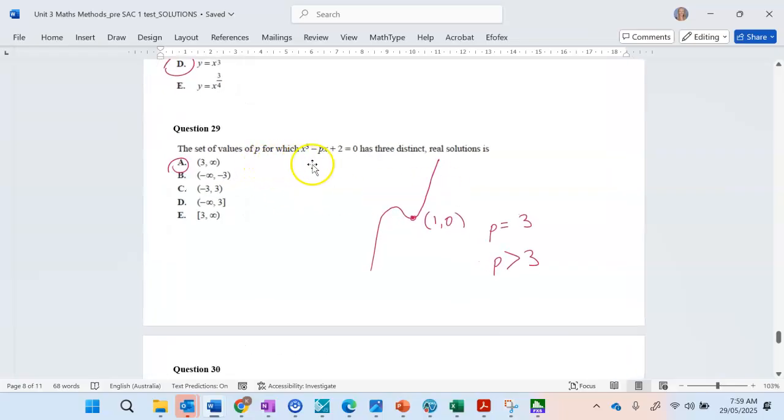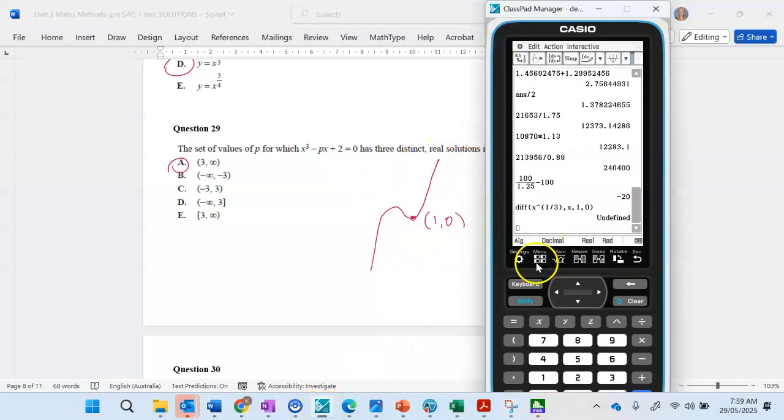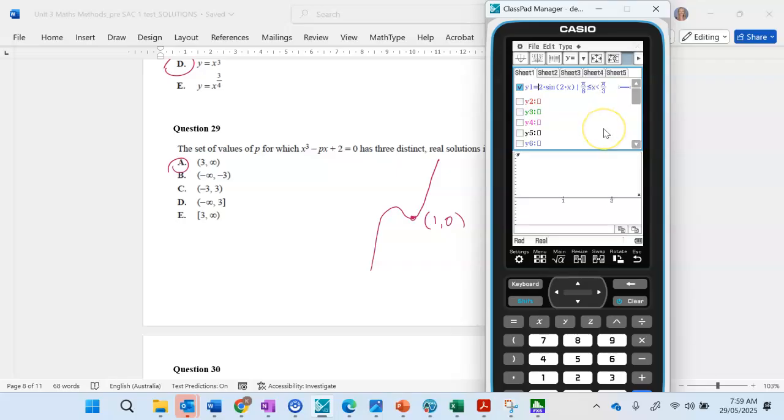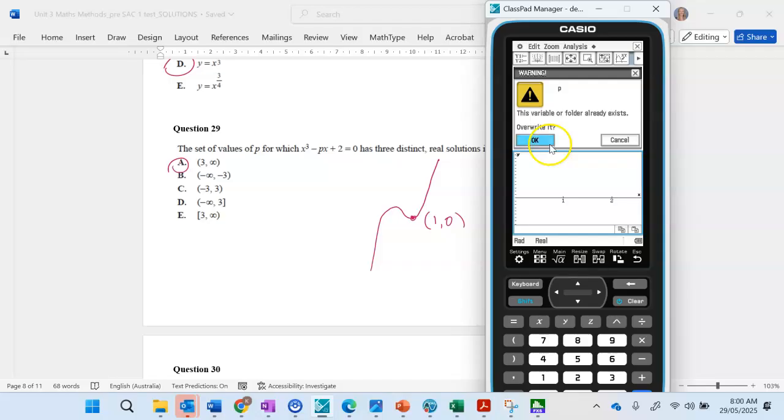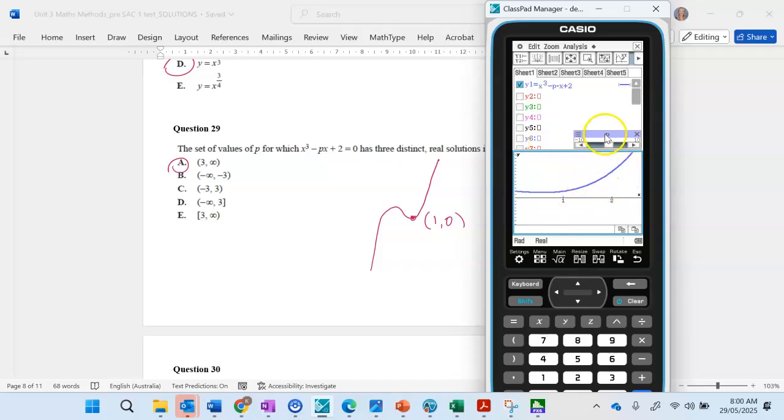The set of values of p for which has 3 distinct solutions. Oh, so for this one, I might show you on the calculator. So get rid of that. So just typing it in, x cubed minus p times x. Make sure you put a times in between, plus 2. And we don't have to worry about the equals 0. So instead of pressing the first graphing, pressing the second one. And yeah, we just want to add in a parameter. It'll ask, would you like to add a slider?